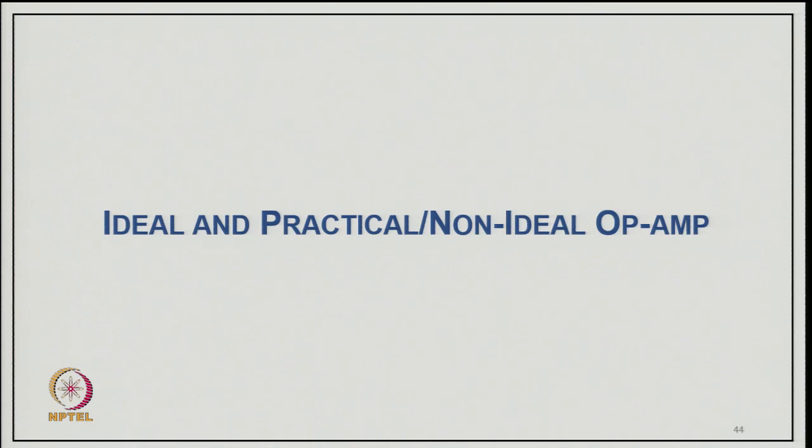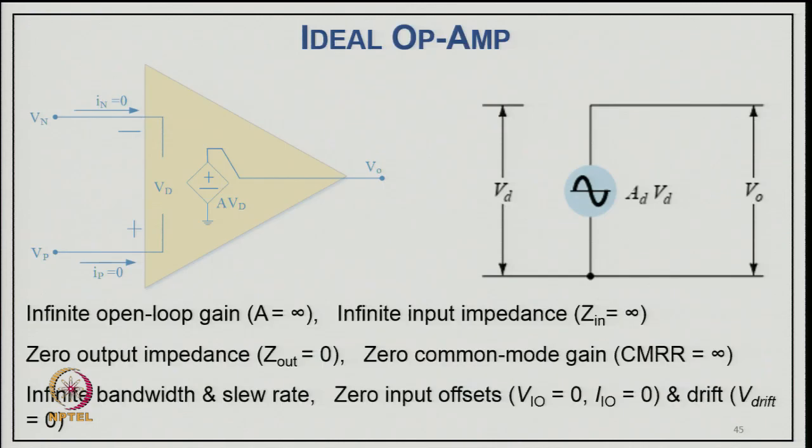Now, coming to the difference between an ideal and a practical, or non-ideal, operational amplifier. As you can see in the symbol here, we have a differential input between the two terminals Vn and Vp, which we call Vd. Ideally it should not draw any current from the input, that is In equal to 0 and Ip also 0, meaning the input impedance is infinite. Similarly, after amplification of this voltage by Ad, you should get a direct output, so the output impedance should be 0.